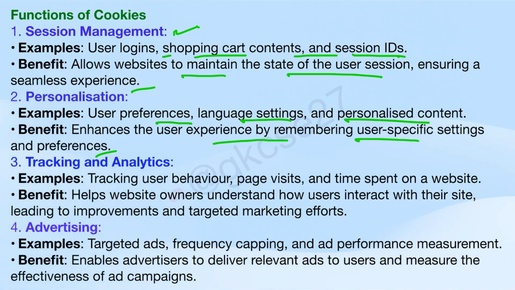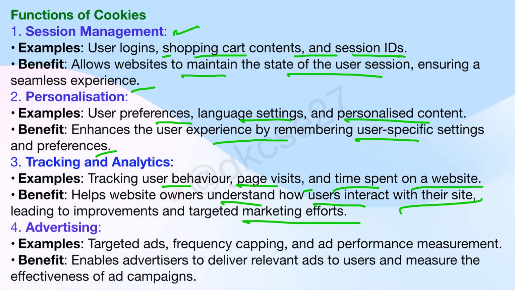Tracking and analytics examples: tracking user behavior, page visits and time spent on a website. So this cookie also tracks how much time you have spent on the websites, what you search, what type of pages you visit. These are all tracked by tracking and analytics cookies. What is its benefit? Helps website owners understand how users interact with their site, leading to improvements and targeted marketing efforts. So whoever is the owner of that website, he can understand how clients are visiting their websites, how much time they are staying there, what they are searching. So these are benefits of cookies.